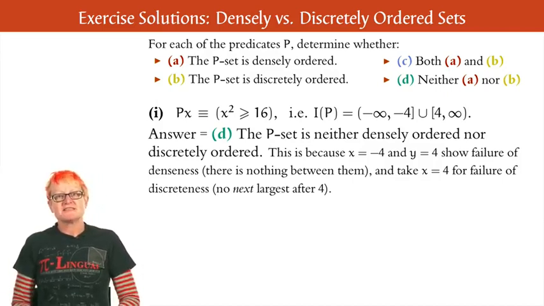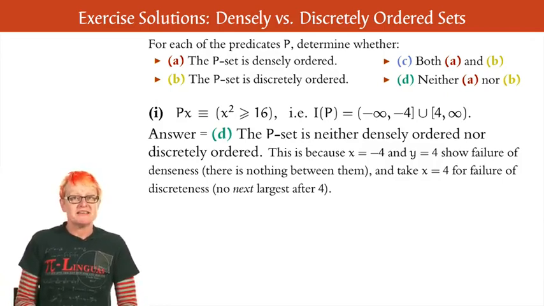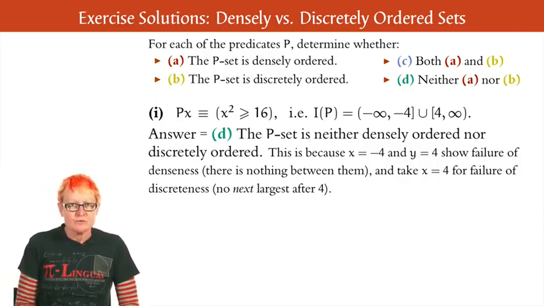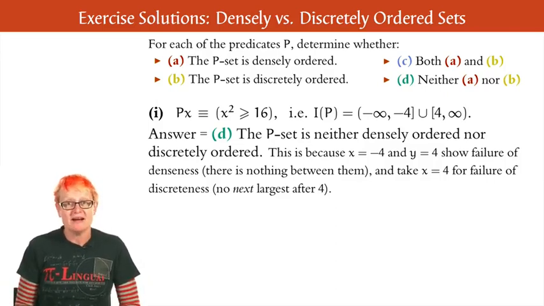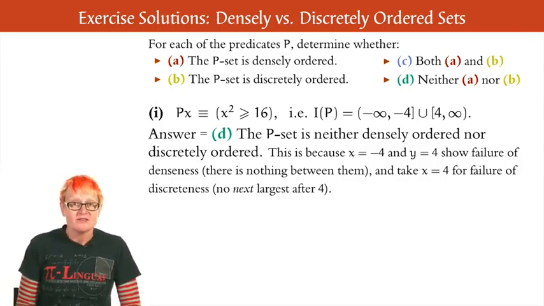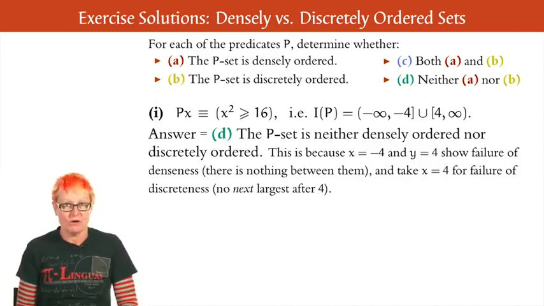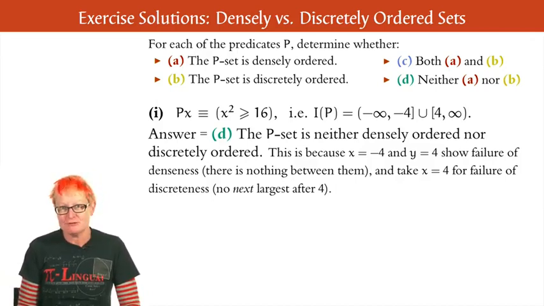Okay, to discuss the solutions. For exercise 1, the answer is D. The P set is neither densely ordered nor discretely ordered. For failure of denseness, we can take the instance where x equals minus 4 and y equals 4 because there is no number in between them in the P set. For failure of discreteness, we can take x is 4 because there is no number in the P set that is the next largest after 4 because P4 marks the start of a dense subinterval.